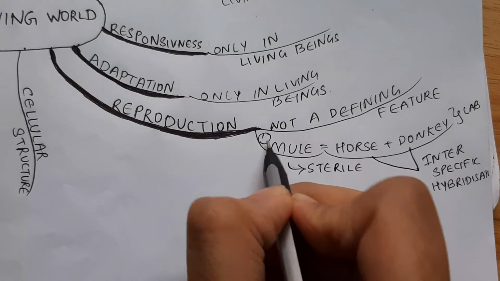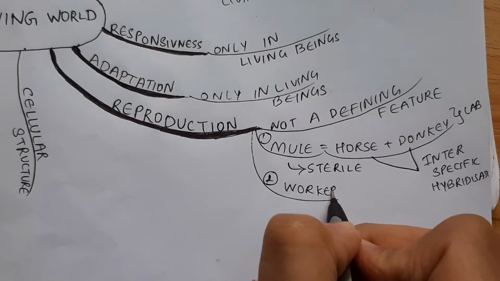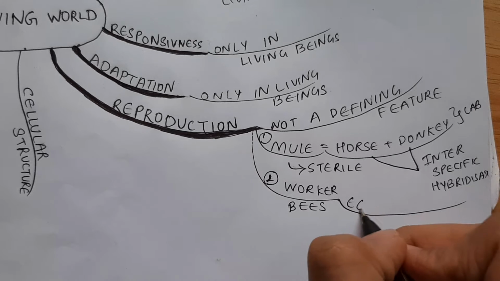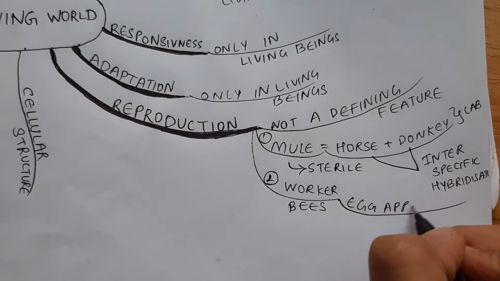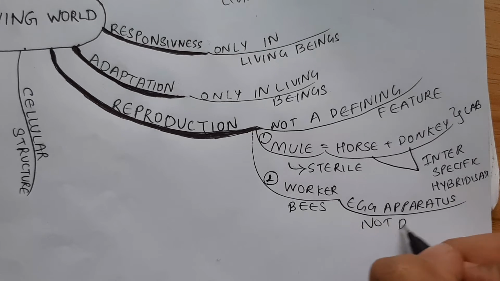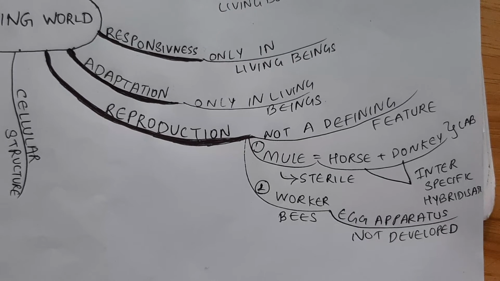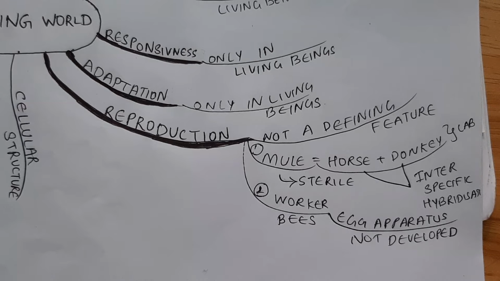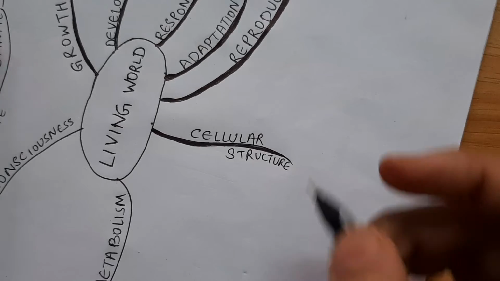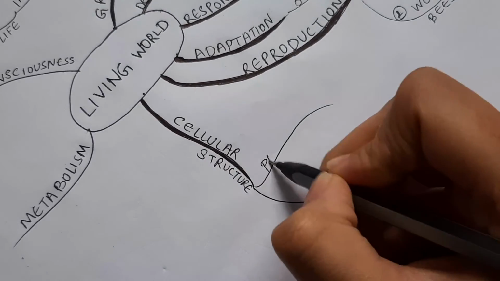And another example which we have is of worker bees. They are living organisms, but they don't have the capacity to reproduce because the egg apparatus in them is not developed. Egg apparatus is not developed, so they cannot reproduce. That's why we say that reproduction is not a defining feature of living organisms. Now, let's talk about cellular structure.